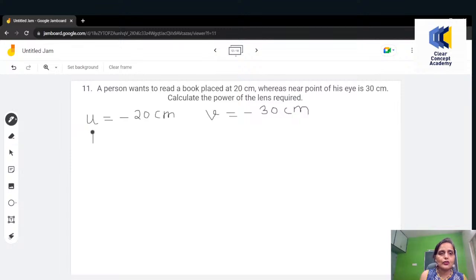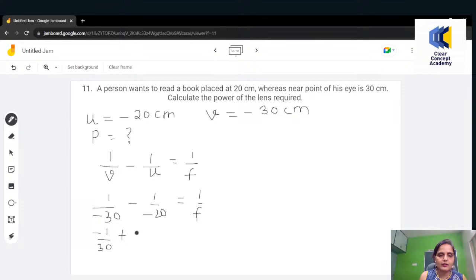They have asked you to find the power of the lens. To find the power of the lens, you must find the focal length of the lens. So for that, we use the lens formula: 1 by V minus 1 by U is equal to 1 by F. So 1 by minus 30 minus 1 by minus 20 is equal to 1 by F. So minus 1 by 30. You must solve this sign first. It always simplifies the calculations.